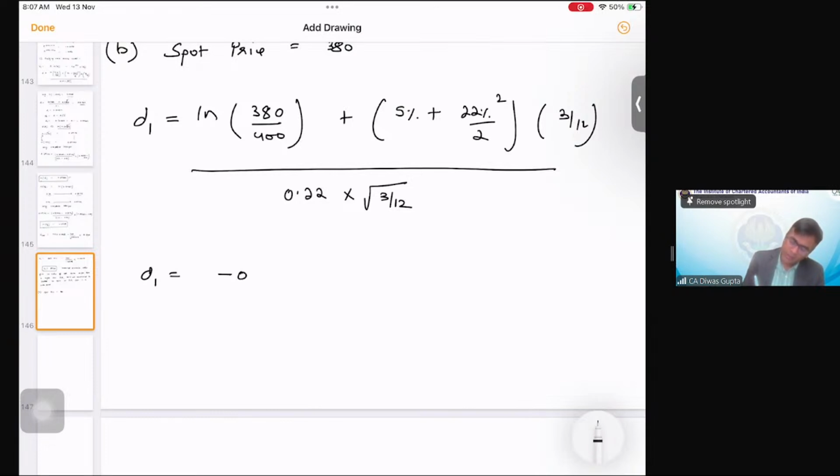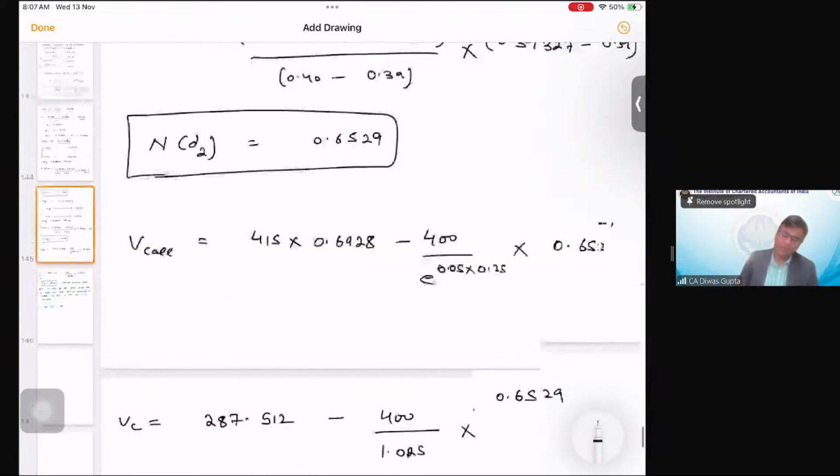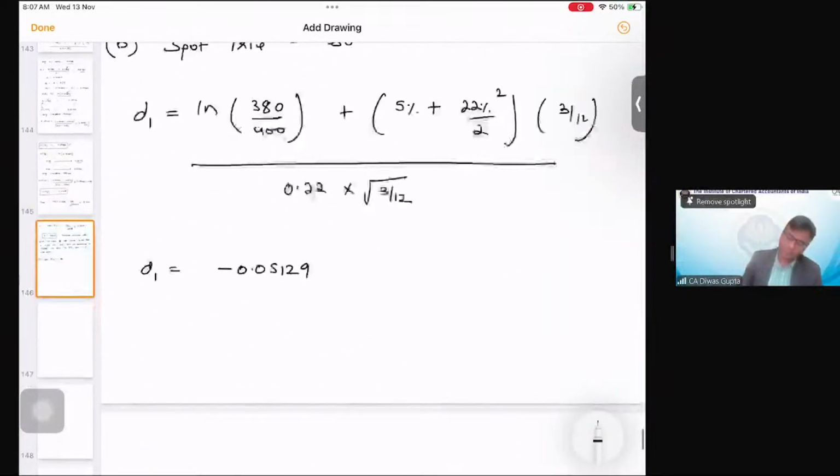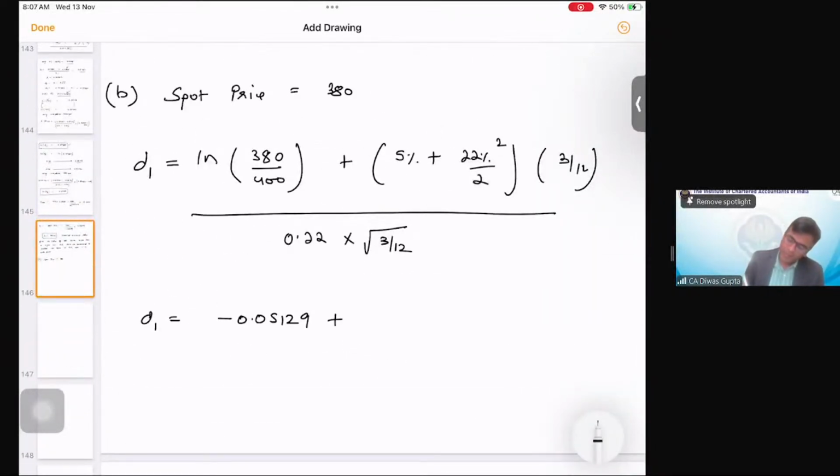D1 then becomes minus 0.05129. This is given in the question, right? The natural log of basically this 0.95 will give us this value. So this is being used over there, plus 0.01855 divided by 0.11, which is equal to minus 0.297636.